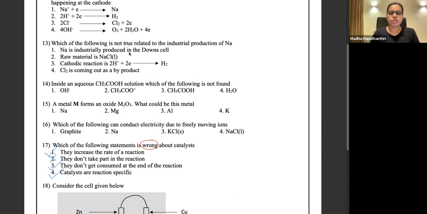The meaning of reaction specific is that for one reaction, you take one catalyst. For another reaction, you have to take another catalyst. If you go with a completely different reaction, you have to use a completely different catalyst. One catalyst does not accelerate an entire set of reactions. It is reaction specific, or else you can say substrate specific.